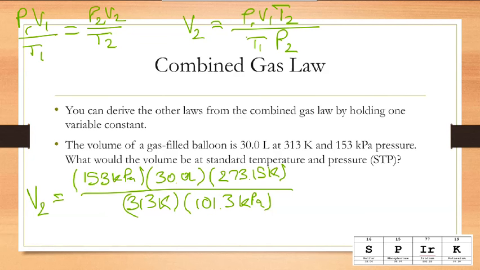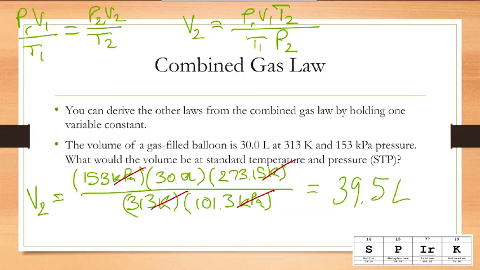So let's look back through this. kPa cancels with kPa, Kelvin cancels with Kelvin. We're left with a unit of liters, which is great because that's what we're looking for. So when we multiply this through and divide by the denominator, we get 39.5 liters. So after the temperature decreased and the pressure increased, the volume increased.